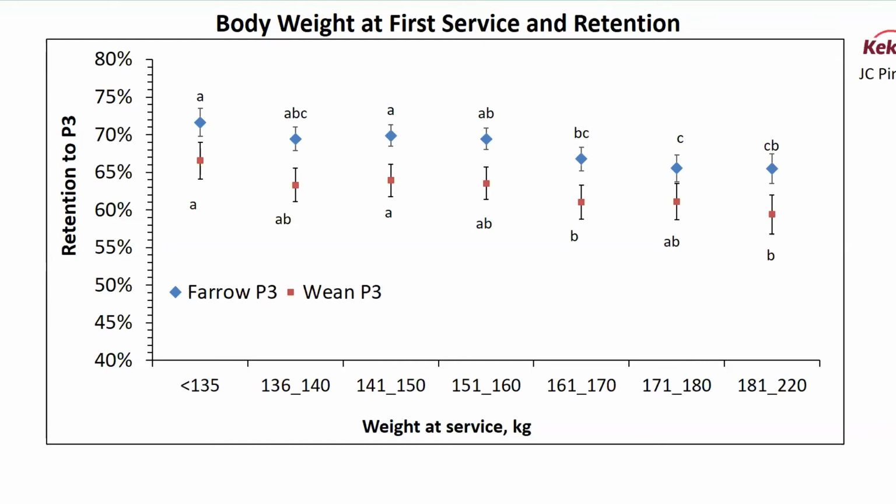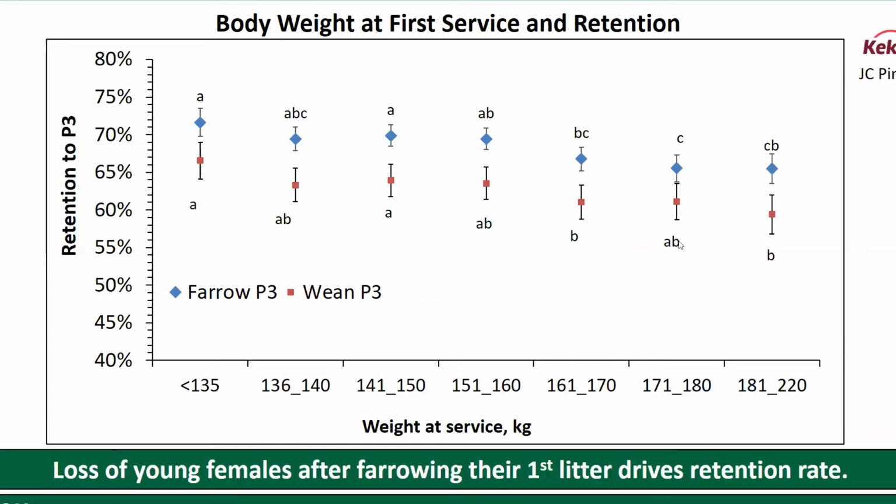Point number 6 is that heavy weights at breeding are a risk factor for retention in the breeding herd. As we can see here, on the horizontal axis we have weight at service and retention through parity. As you increase in weight, you also decrease in retention. I didn't talk about it due to time, but it's the loss of the young parity sows after first weaning that really drives retention rate. So what we need to do is control weight at breeding by limiting the entry to breeding intervals.